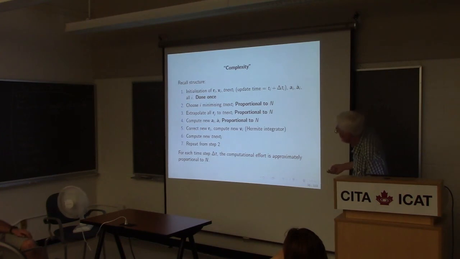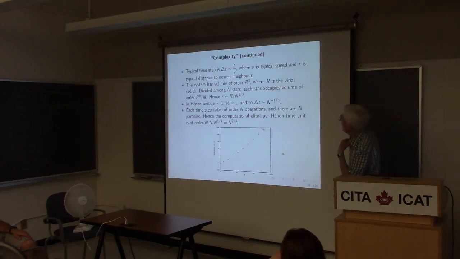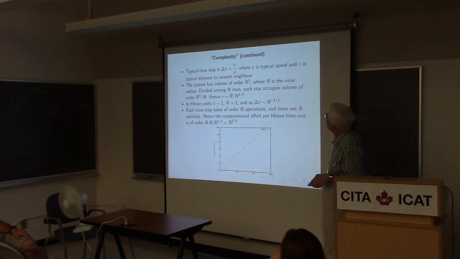The extrapolation load can be shared by the introduction of something called block time steps, which I have mentioned here. But you're always left with this problem of computing the acceleration and the jerk, and that's the basic effort of an n-body integration. And it's worthwhile just trying to estimate how much of an effort that is, and how it depends on the number of stars and on the size of the system.